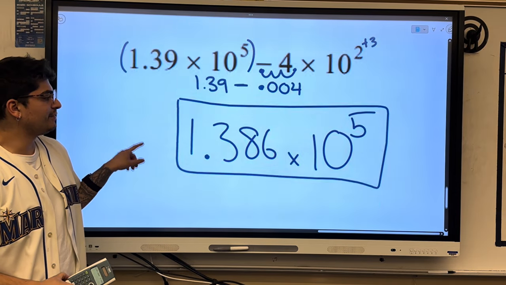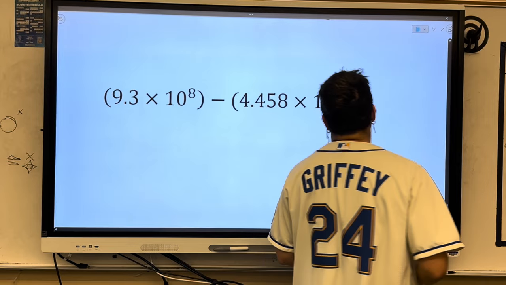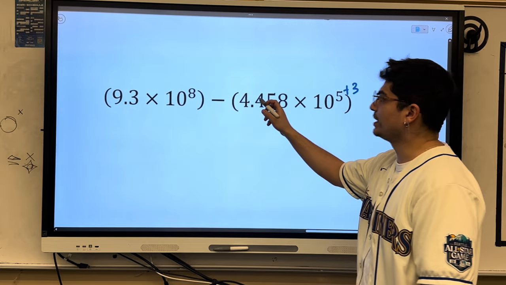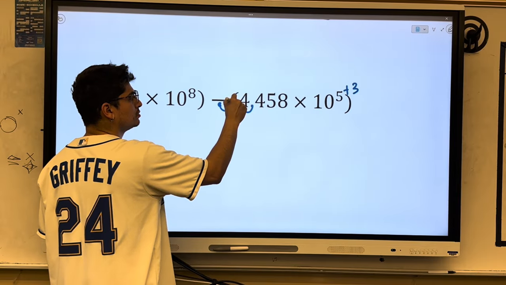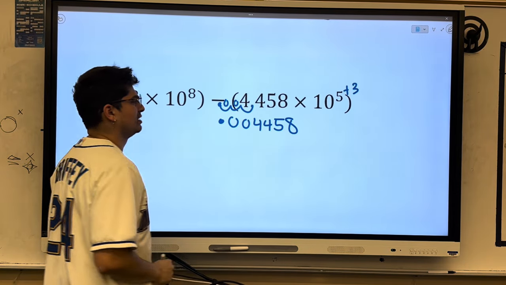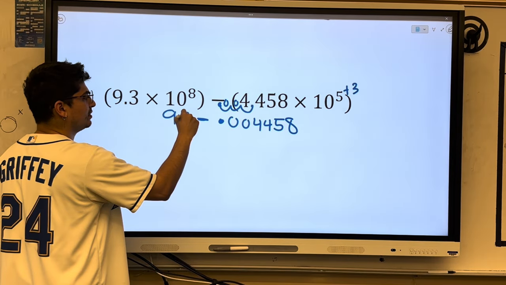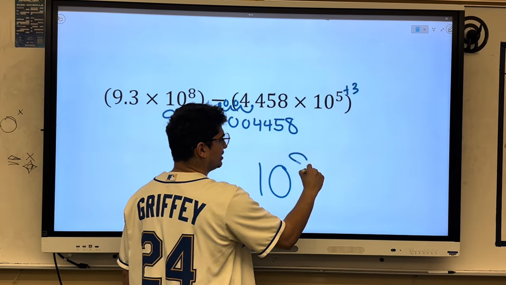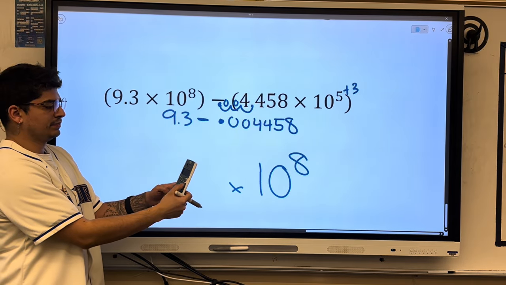And then finally, let's just do one last one. So again, they aren't matching. I've got to change one of these. I'm going to add 3, 6, 7, 8, and I'm going to end up changing this one by 3. 1, 2, 3. So my new decimal is 0.004458. Long decimal, right? And it's being subtracted from 9.3. And the exponent that I'll be using in my scientific notation final answer is going to be 10 to the 8th power. So let's see what I end up getting.